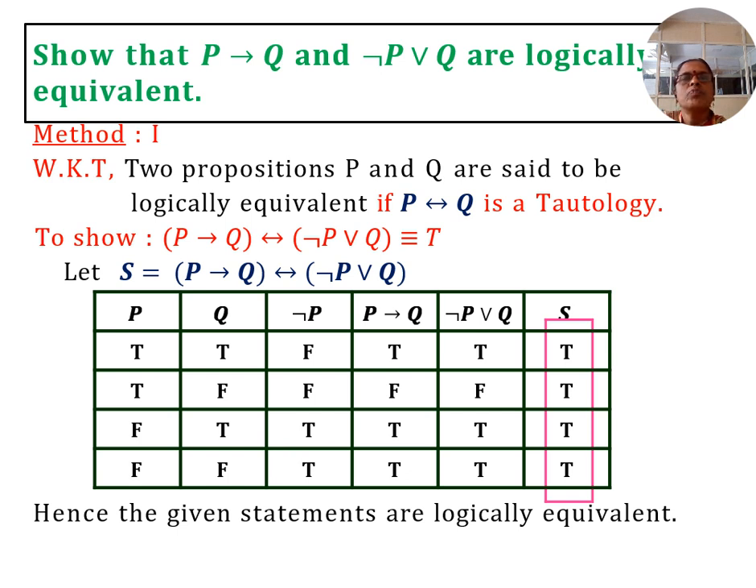Show that the two compound propositions are logically equivalent. We can prove this by taking a truth table. Here both P implies Q and negation P or Q have the same truth value, so we can say both are logically equivalent. Or we can prove P implies Q if and only if negation P or Q is a tautology. So that is another way of proving that they are equivalent.